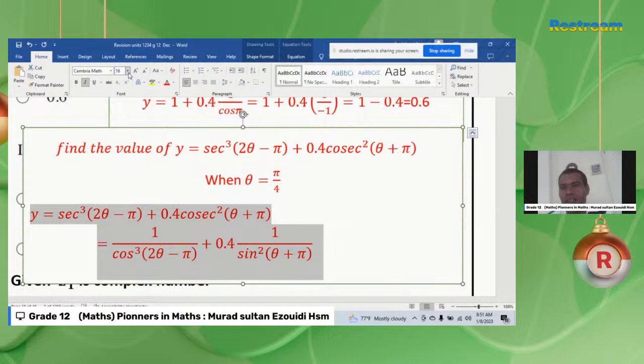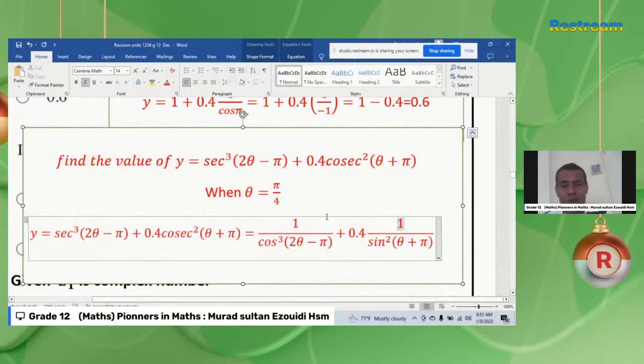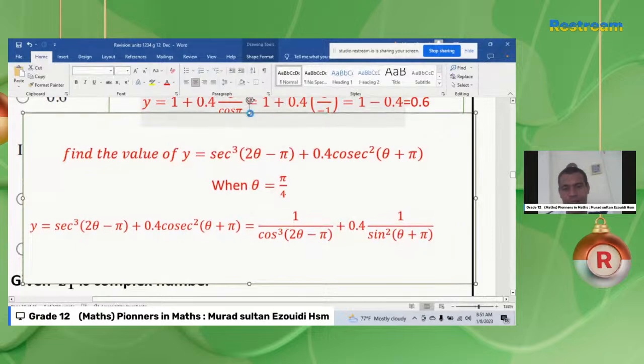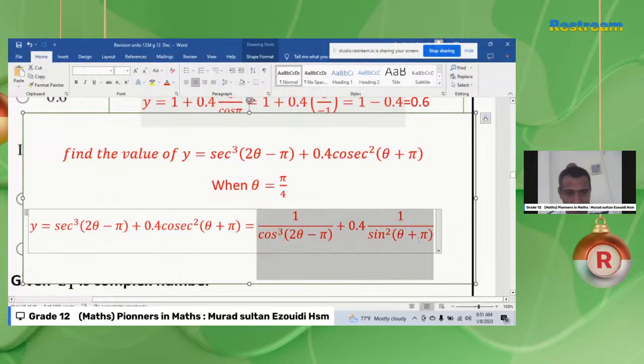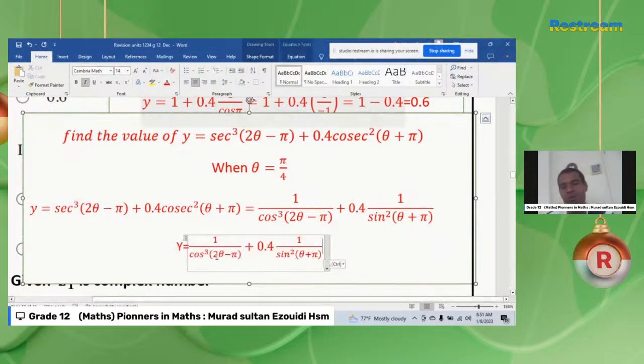A small 16, make 14. Yes, okay. Now, learners, I will try to substitute theta with pi over 4. I'll just write it here. Okay, I will extend this up. Now I will try to use this one, and I will find the value of y. Y is equal. Then I'm going to write theta with pi over 4.